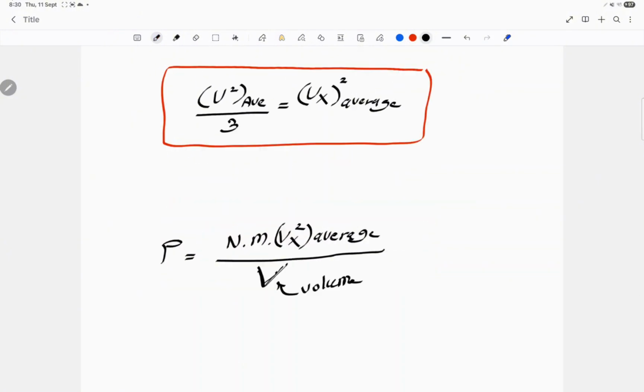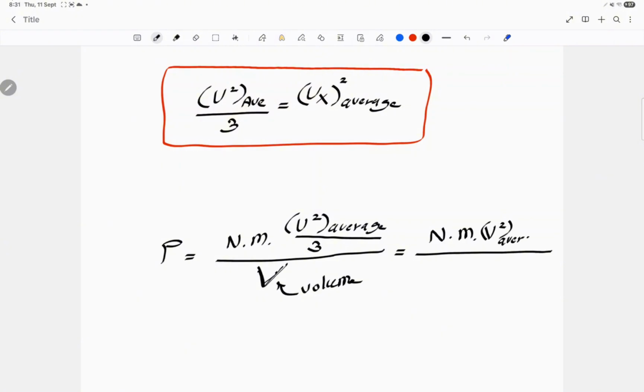Now, why is that important? Because now I can replace the Vx squared average here with V squared average over 3. Now let's simply make this into one big fraction. So we're going to have n m v squared average over 3 times volume. Now that's going to be our equation for the pressure. Pressure is equal to n times m times v squared average over 3v.